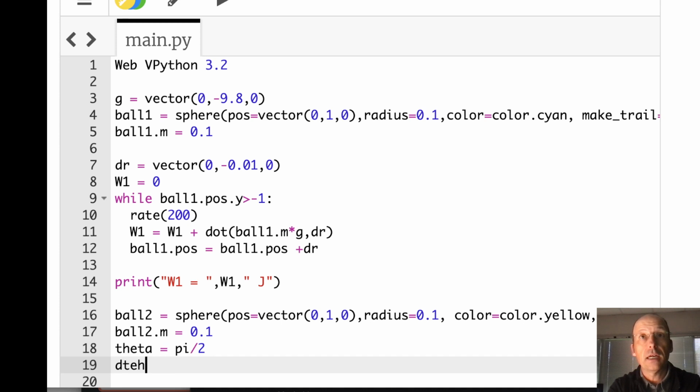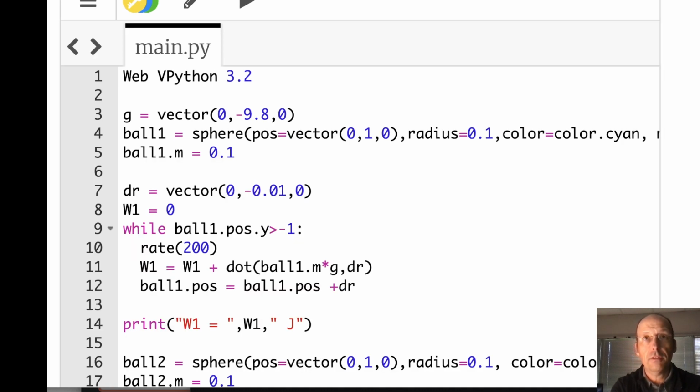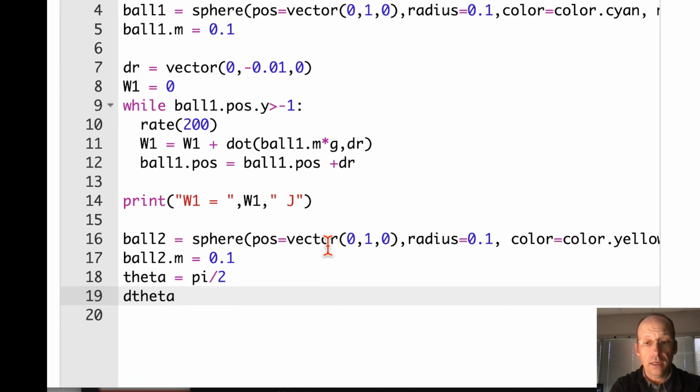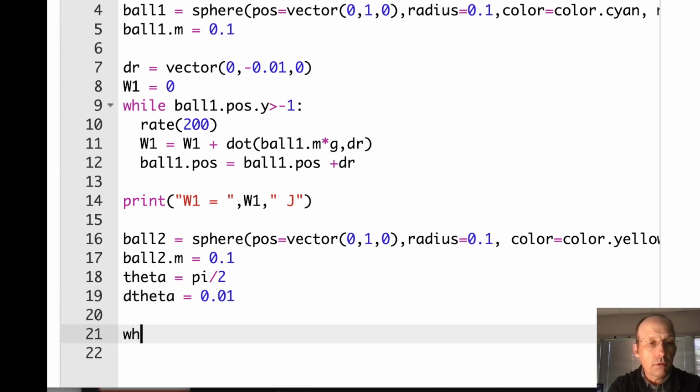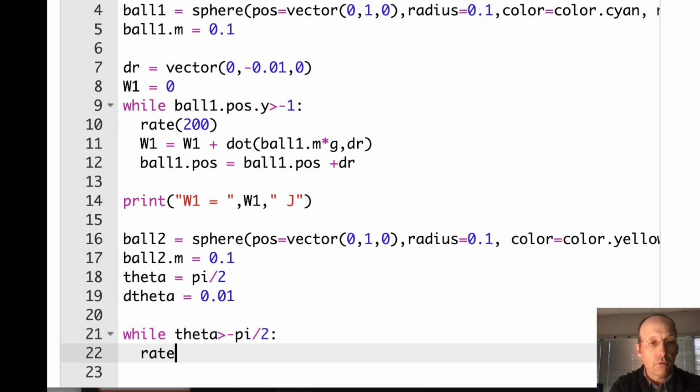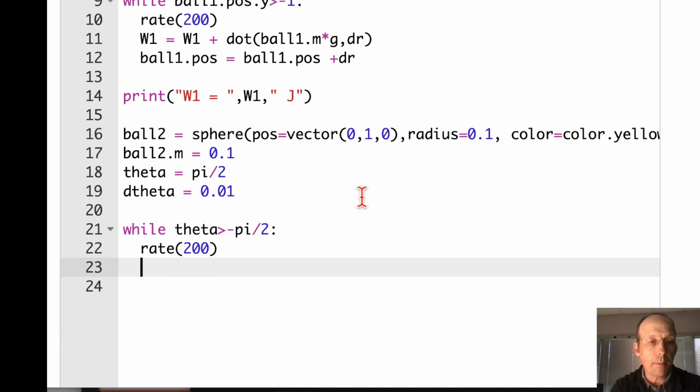D theta, you got to spell it right. That seems a little small. D theta is 0.01, while theta is greater than negative pi over 2, rate 200. Maybe my rate's too fast.